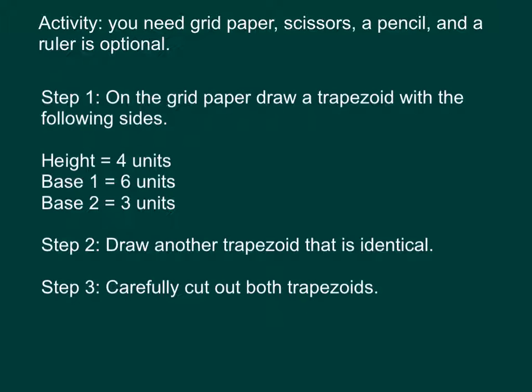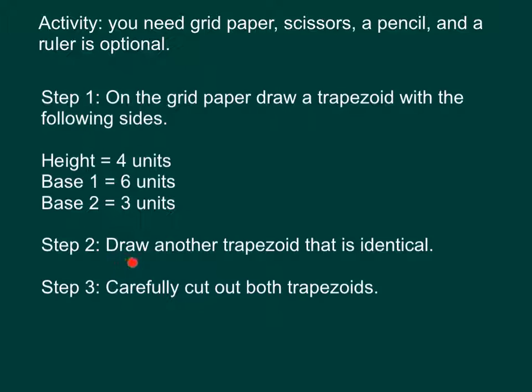So here's your activity. You're going to need a piece of grid paper, some scissors, a pencil, and a ruler if you'd like. First step, on the grid paper, draw a trapezoid with the following sides. It's going to be 4 units tall. The base 1, the bottom base, is 6 units across, and the base 2 is 3 units across. Okay? So draw that, and then connect the sides with your ruler.